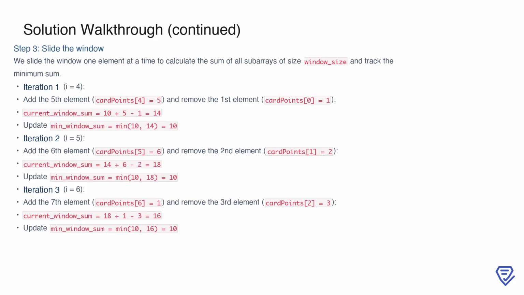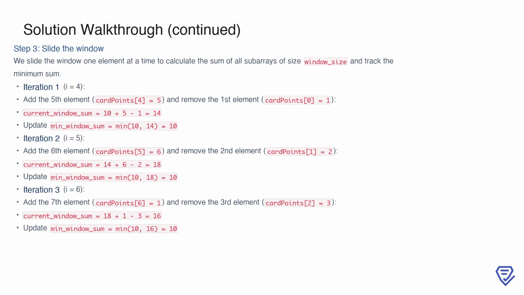In the first iteration, we add the 5th element, which is 5, and remove the first element, which is 1. This updates the current window sum to 10 plus 5 minus 1, which equals 14. The min window sum remains 10 as it is still the smallest sum so far. In the second iteration, we add the 6th element, which is 6, and remove the second element, which is 2. This updates the current window sum to 14 plus 6 minus 2, which equals 18. The min window sum again remains 10.